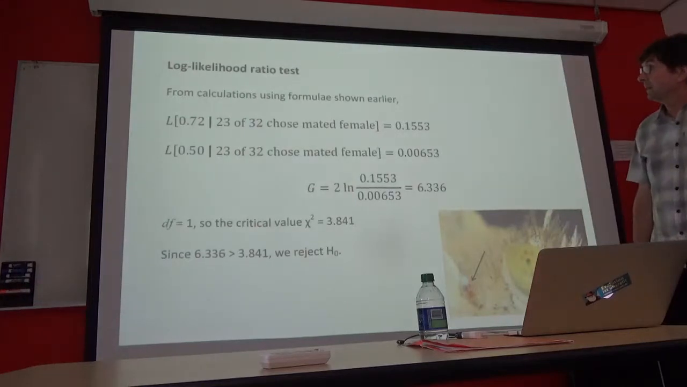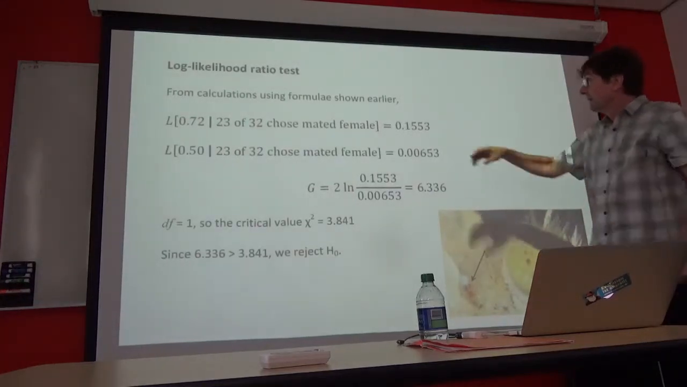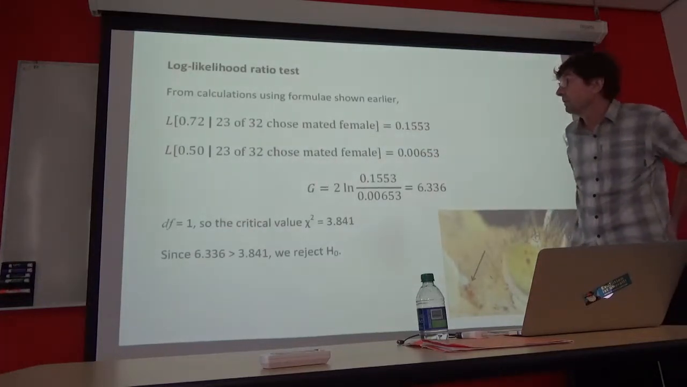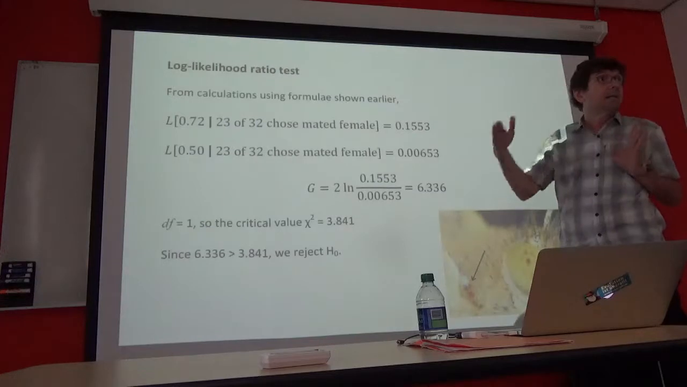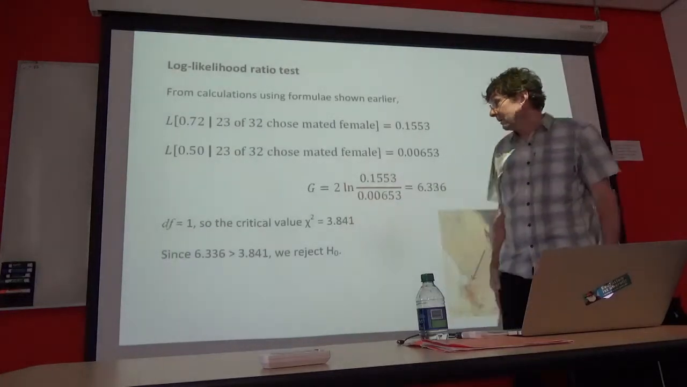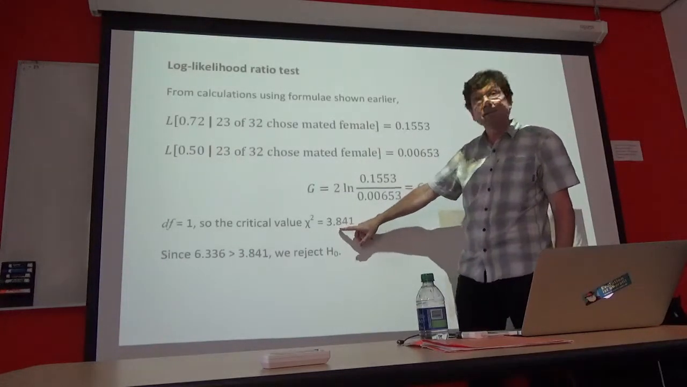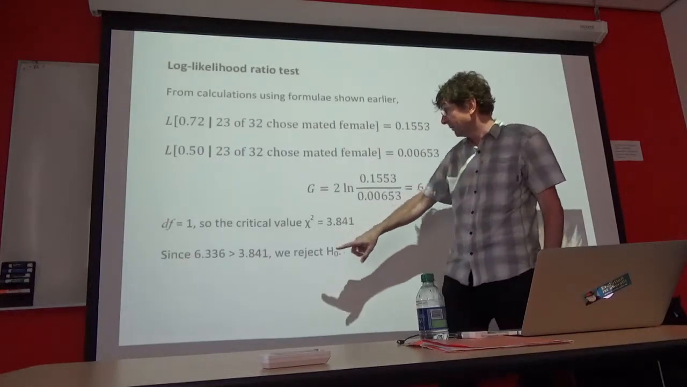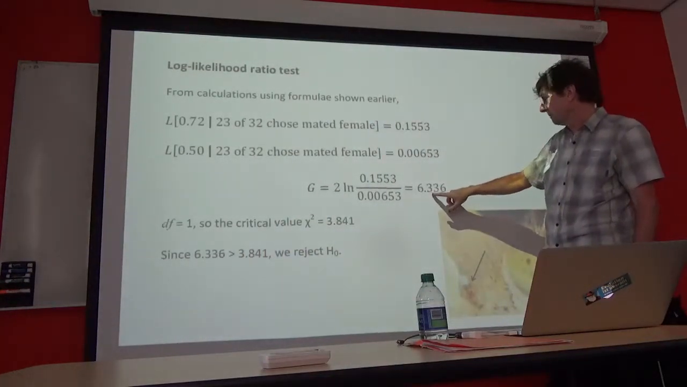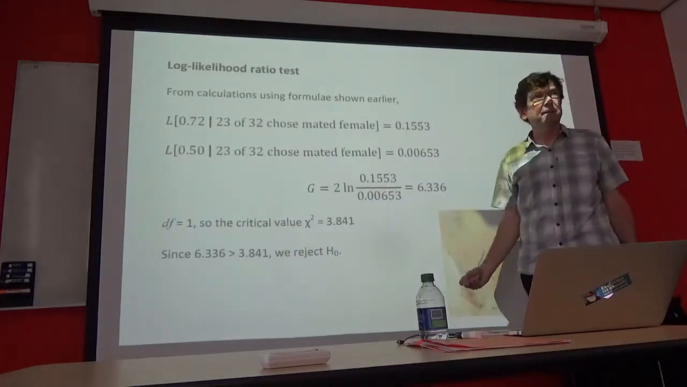So I plugged the data into the standard formula and came up with the two likelihoods, the likelihood of 0.72 and the likelihood of 0.5. Both of them came from our likelihood curve. I took the ratio, took the log, multiplied by 2, and degrees of freedom are 1. The chi-square significance value is 3.841. The result for the calculation was 6.336, which is greater than 3.841, so we reject the null hypothesis.